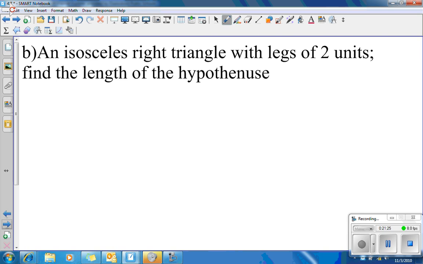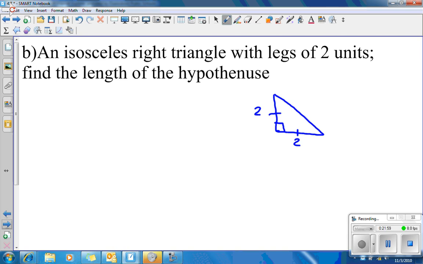Okay, an isosceles right triangle with legs of 2 units. Find the length of the hypotenuse. Isosceles means they have congruent sides, right? If the legs are 2 units, that means they're the same. How do you find the length of the hypotenuse? Excuse me, I didn't make a right triangle. That would probably be easier to see. So if I made a right triangle, all right, and these units are the same, it's a 2 and a 2, how would you find the hypotenuse?